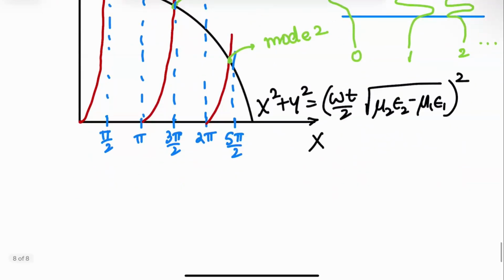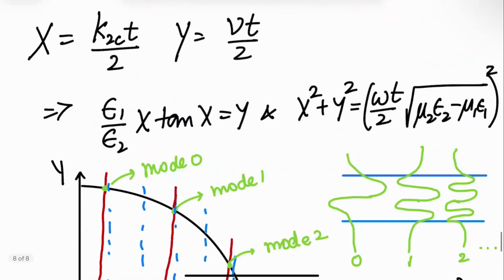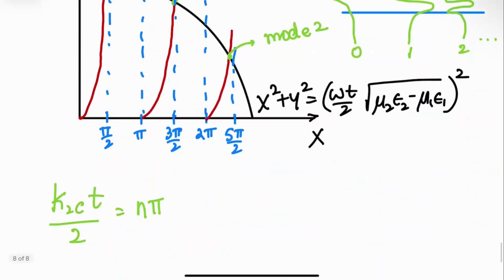Okay, so you can find a cutoff frequency. Cutoff frequency occurs when this circle intersects these points. So this is the cutoff frequency for this mode. This would be the cutoff frequency for this mode, and so on. Which means that when k_z t over 2 is equal to n pi, right? This is k_z t over 2. So when x is equal to n pi, for these values, you have cutoff frequency.